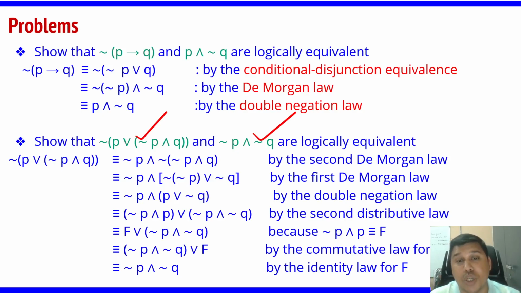Without a truth table, using laws means you have to apply all these laws. You have to show step by step how you are trying to solve it. Very, very important concept: show that two compound propositions are logically equivalent.